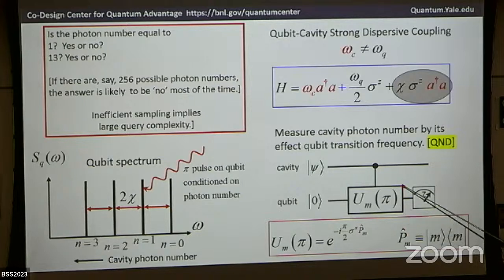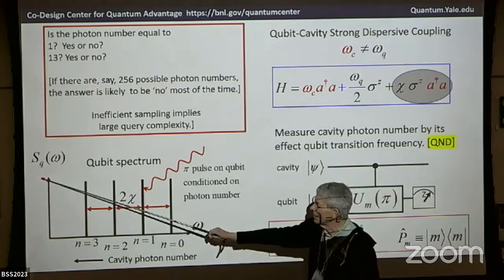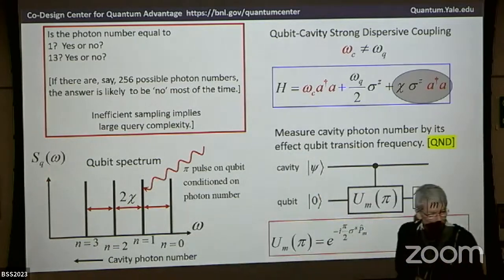Okay, so this gate right here, which is a conditional pi pulse on the qubit, conditioned on there being exactly m photons in the cavity, will answer, are there m photons or not? Okay, so it's equivalent to this. This gate is this unitary where I put the projector here on there being exactly m photons. I could ask, is it 13, yes or no? Well, then I pick a different frequency that will flip the qubit if there are 13 photons.